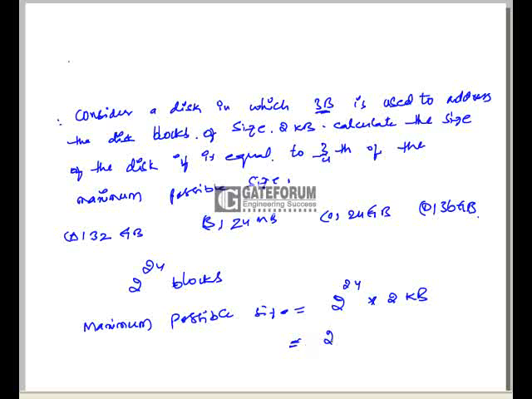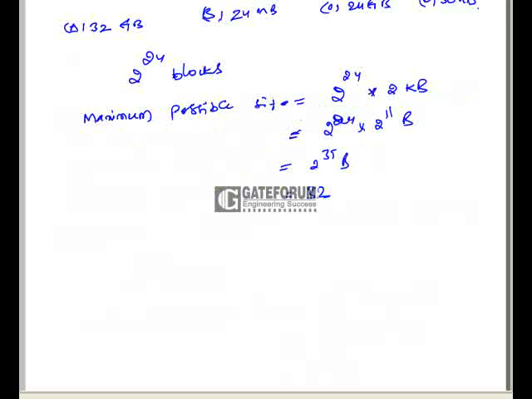So if we simplify this, 2 power 24 into 2 KB is nothing but 2 power 35 bytes, which is 32 gigabytes. 2 power 30 bytes is a gigabyte. So here the maximum possible size is 32 gigabytes.